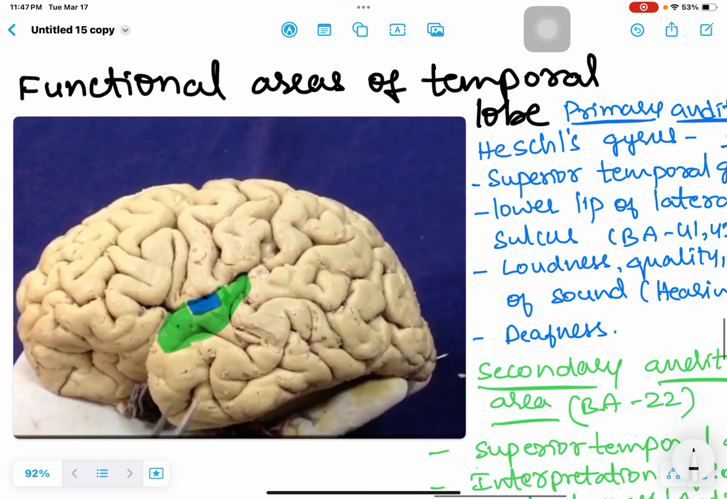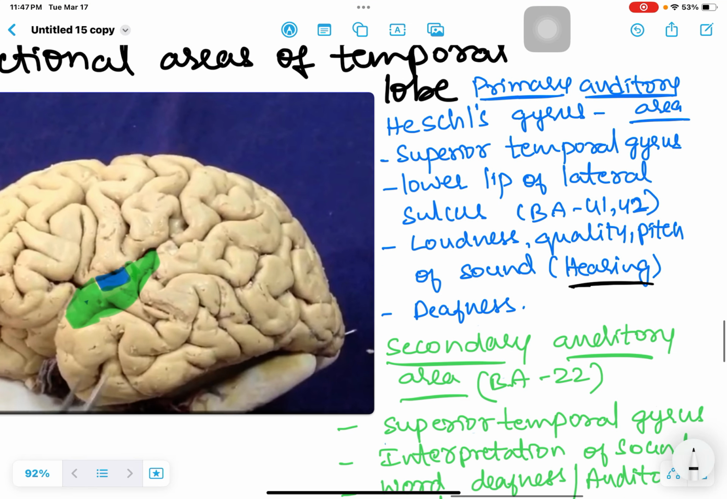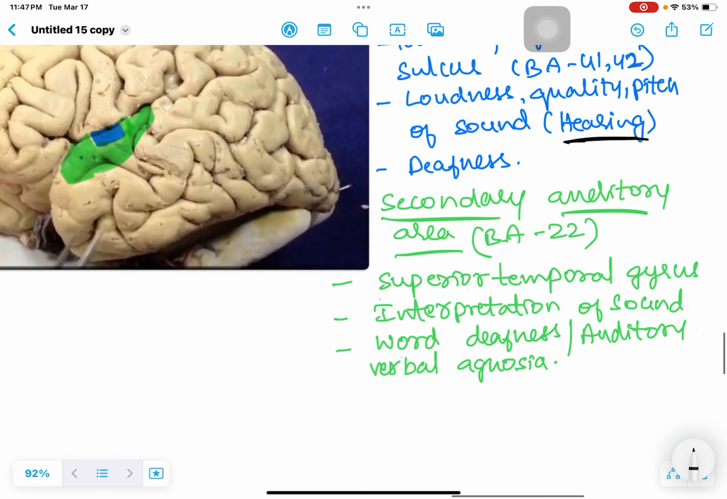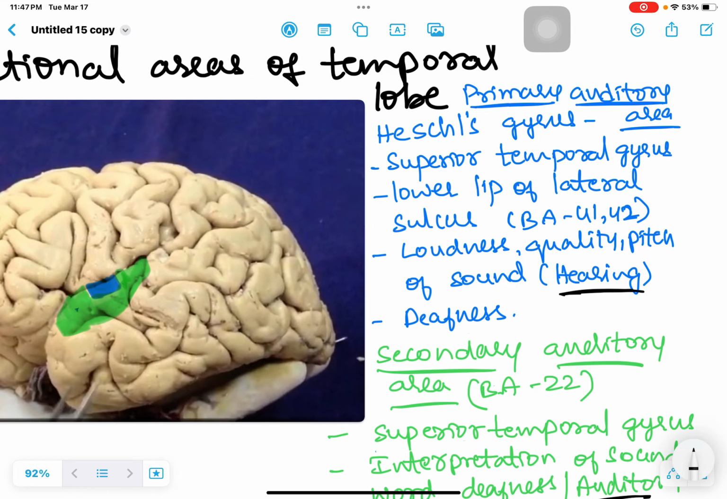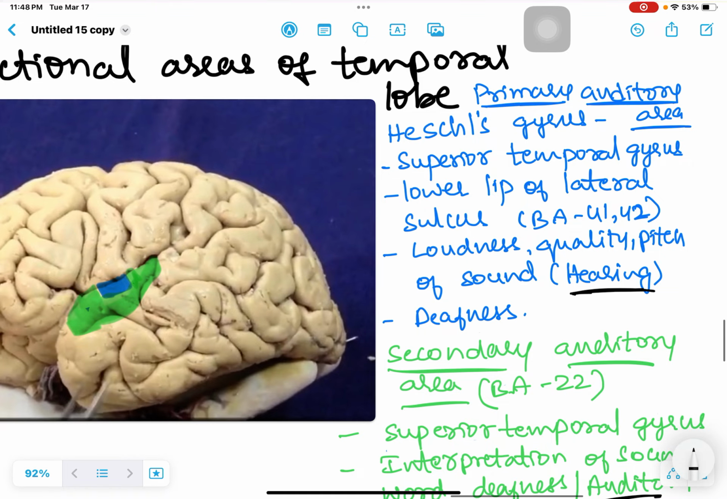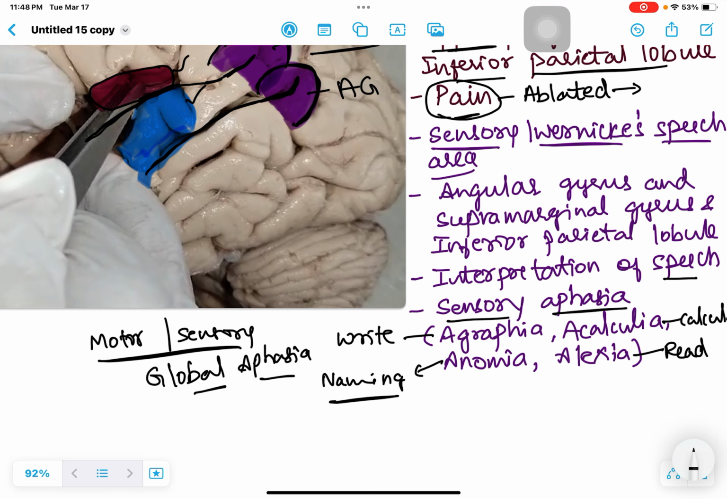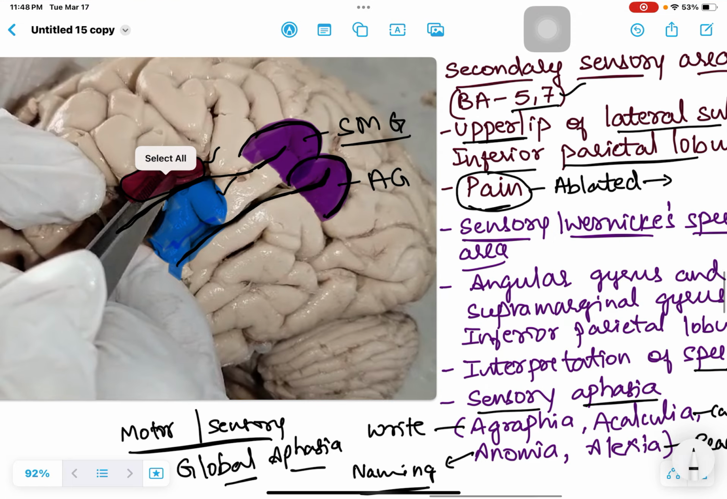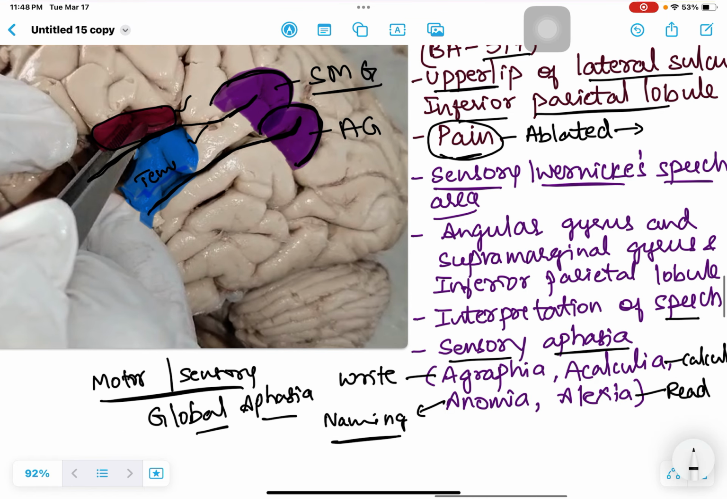Now the functional areas in the temporal lobe. There are mainly two functional areas. One is responsible for hearing, and one is responsible for keeping the memories of past auditory experiences. The first one is the primary auditory area, present in Heschl's gyrus. You can see the lower lip here. This is the lower lip of the lateral sulcus, while the upper lip lodges the secondary sensory area. That is in the parietal lobe, but the lower lip is in the superior temporal lobe.